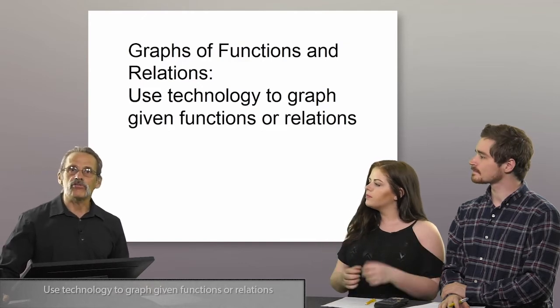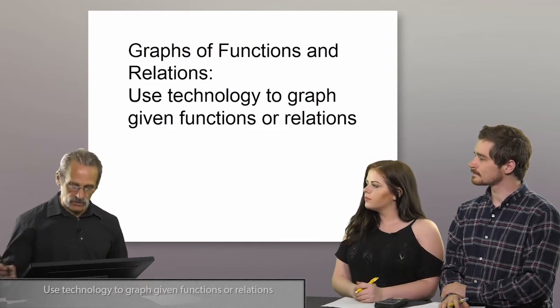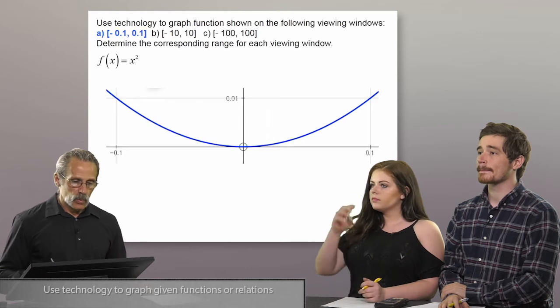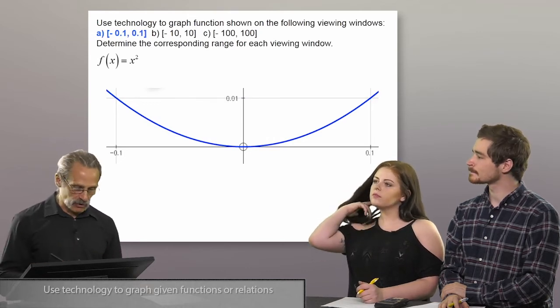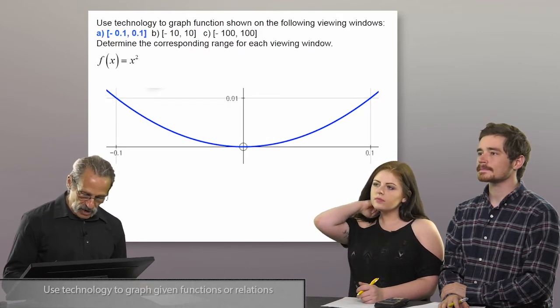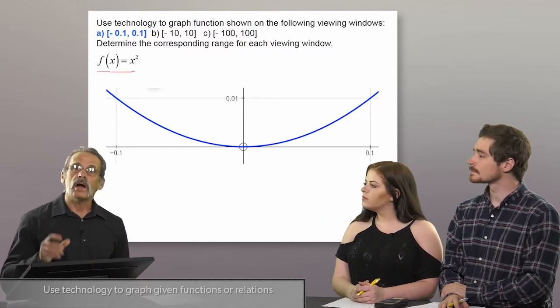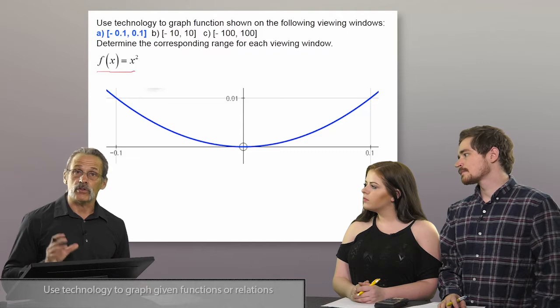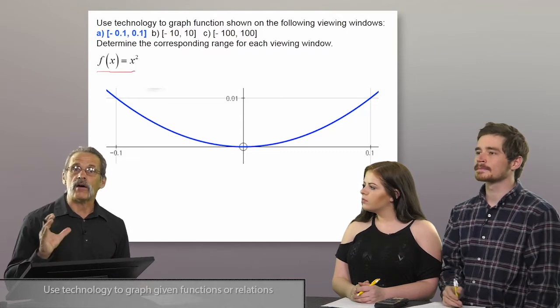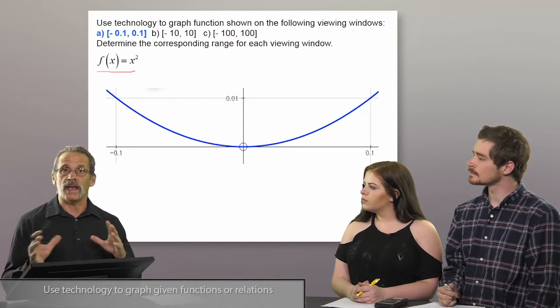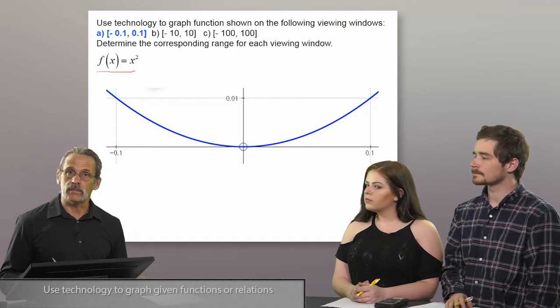Use technology to graph given functions or relations. We're going to use technology to graph a function, and the function that we're going to graph each time is f of x is equal to x squared with 3 different viewing windows. The purpose of this video is to show you how to actually do that, how to find a domain and range to fit the domain that's given.